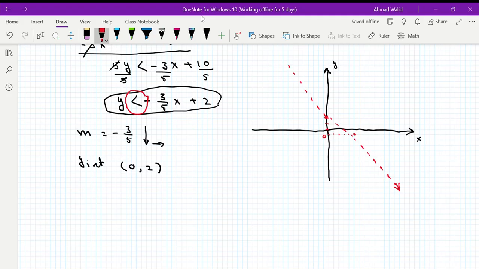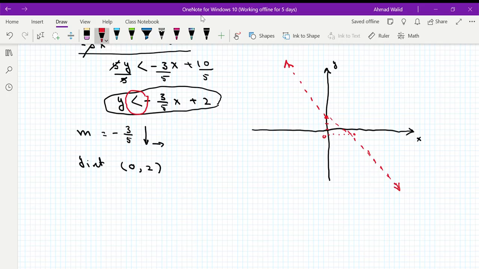Of course, you use a ruler when you graph. I'm not. That's why my graph looks really bad. Correct? Now, it comes to the time that you have to shade it. After you shade, you are done with this problem.